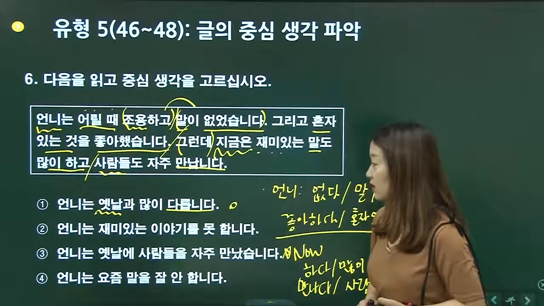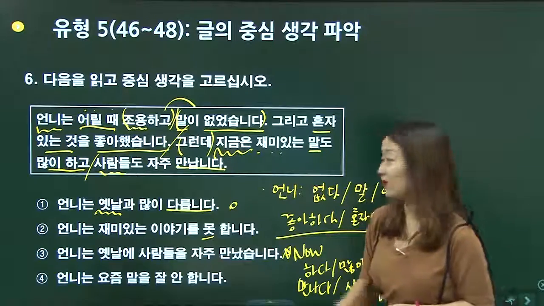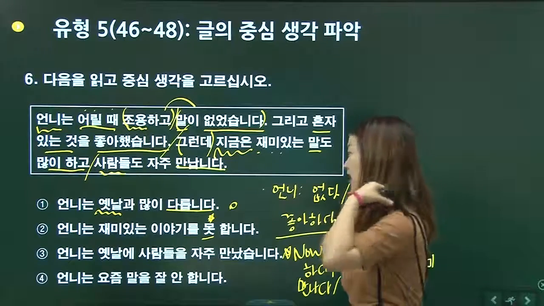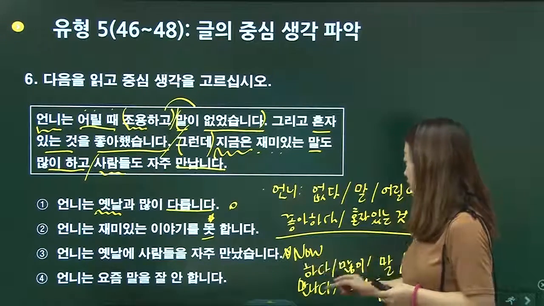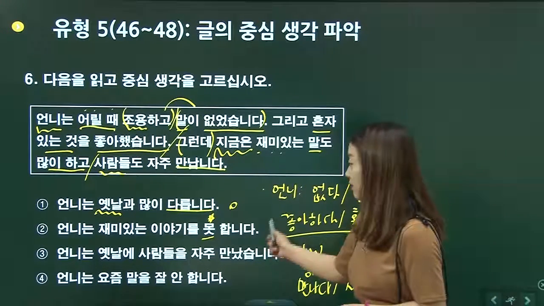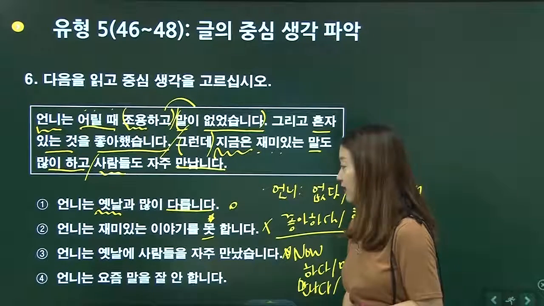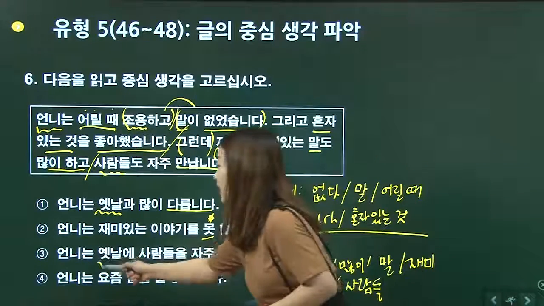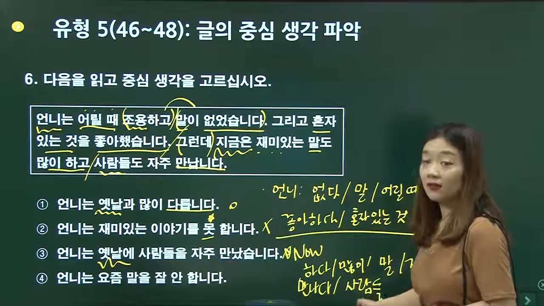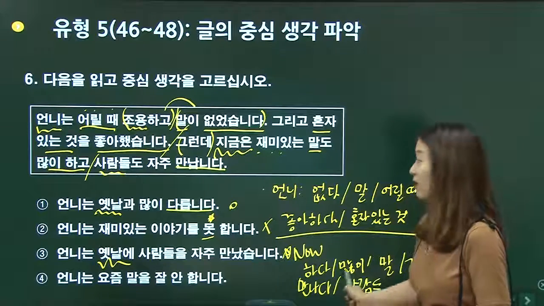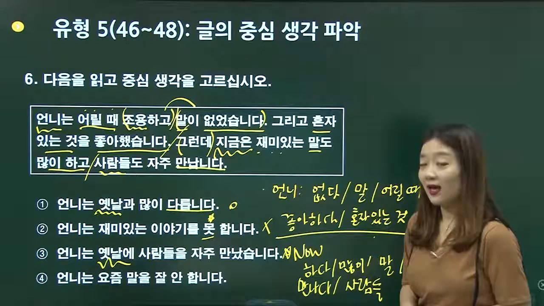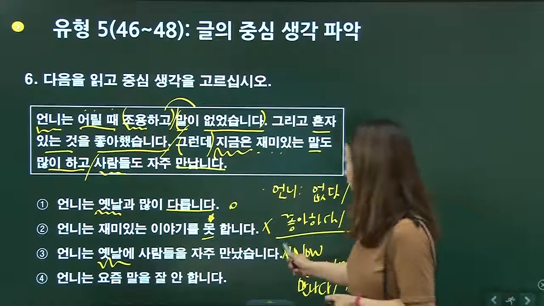Number two, 언니는 재미있는 이야기를 못합니다. 못합니다 is negative, right? She can't talk funny things. No, now she can talk funny words very well, a lot, right? It can be wrong. Number three, 언니는 옛날에 사람들을 자주 만났습니다. 옛날에 means before. Now she can meet a lot of people, but before, 혼자 있는 것을 좋아하다. She liked being alone, so it's not true.